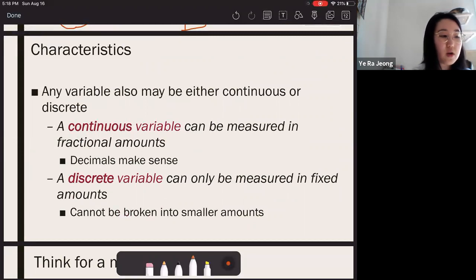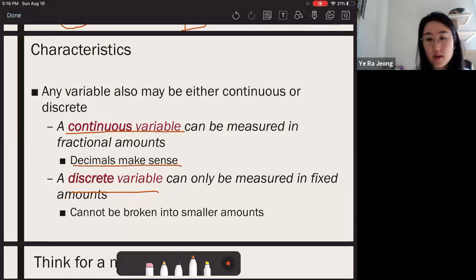And finally, there are two types of characteristics in a score. It can be either a continuous or discrete variable. A continuous variable is when decimals make sense. Okay, so 2.5 makes sense. 2.5 can happen in this particular variable. Whereas in a discrete variable, decimals don't make sense. It has to be a whole number. 2.5 cannot happen.